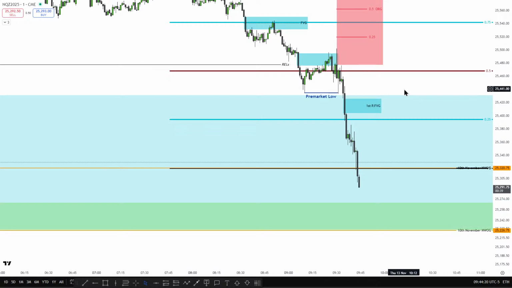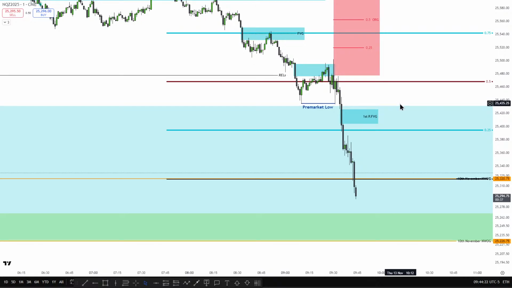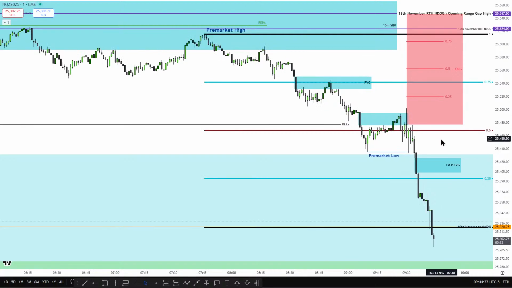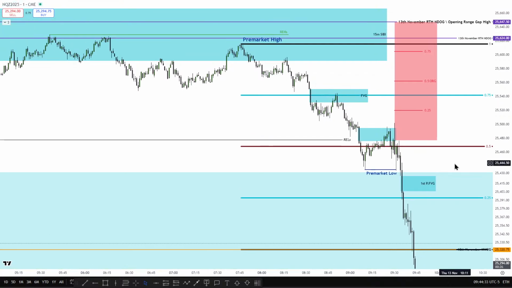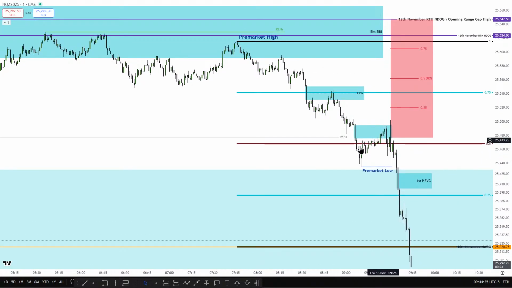Wait, what are people trading on open? Oh, the opening range gap. So basically we're looking at this dealing range from this high to the new week opening gap high, and then consolidation should occur at 50% of that dealing range. It did, and then you have a trade opportunity when we work that out.